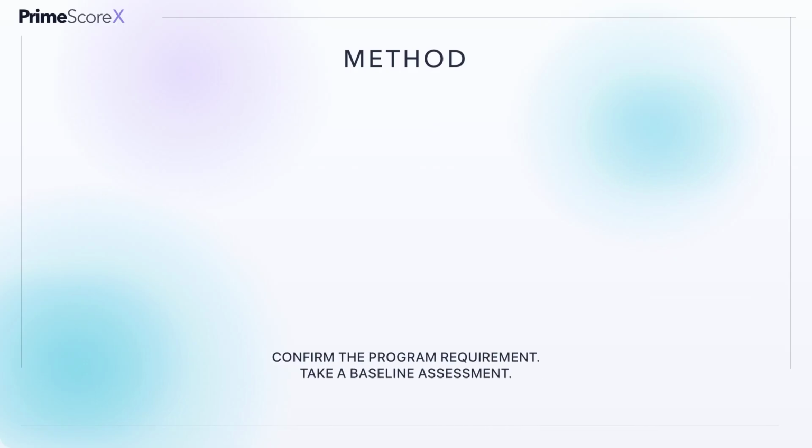Use a simple method instead of improvising. Step 1, confirm the program requirement. Step 2, take a baseline assessment. These first 2 moves slow the situation down just enough to create control, without turning the question or the study session into a long analysis exercise. Then continue the method. Step 3, calculate the gap by domain. Step 4, set a target plus buffer.